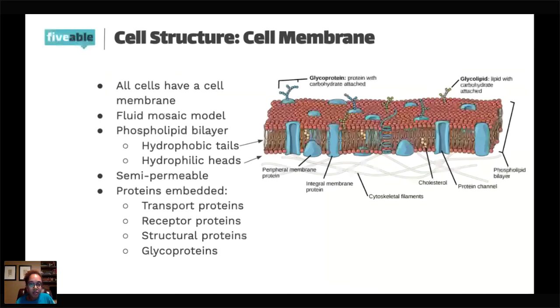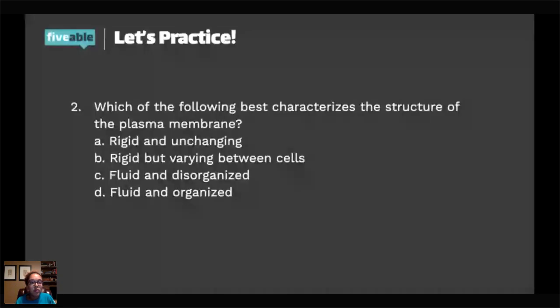So we have another practice question. Which of the following best characterizes the structure of the plasma membrane? A, rigid and unchanging, B, rigid but varying between cells, C, fluid and disorganized, or D, fluid and organized. I'll let you guys put your answers in the chat, and then again, I'll go through my thought process with the question. I'll give you guys a second.